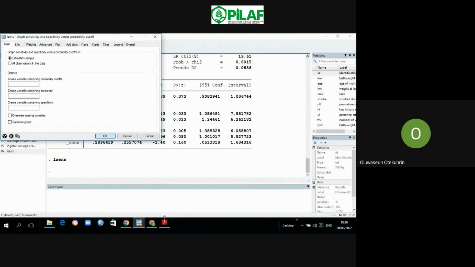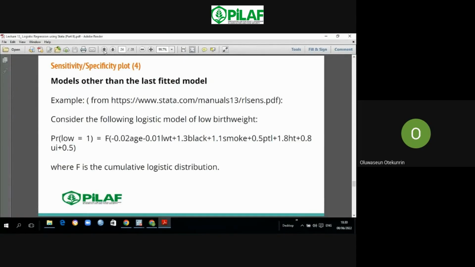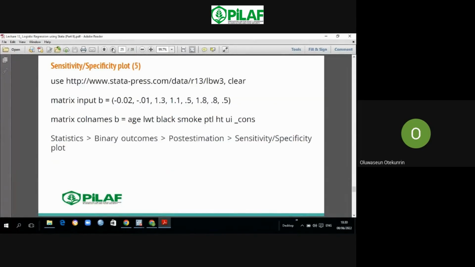Models other than the last fitted model. That's slide 25. Slide 24. Models other than the last fitted model. We first of all fitted the model before we proceeded to the graph. Okay, so if it is a model other than that fitted model, again, if we have this model, probability of low equal to 1 is equal to this. We have this equation, again, minus 0.02h and so on and so forth. That is the model.